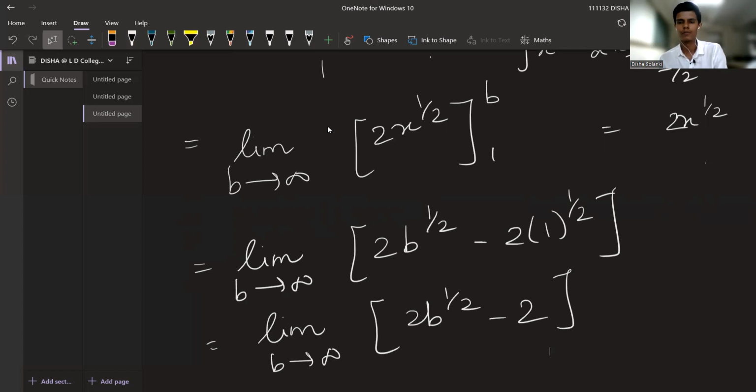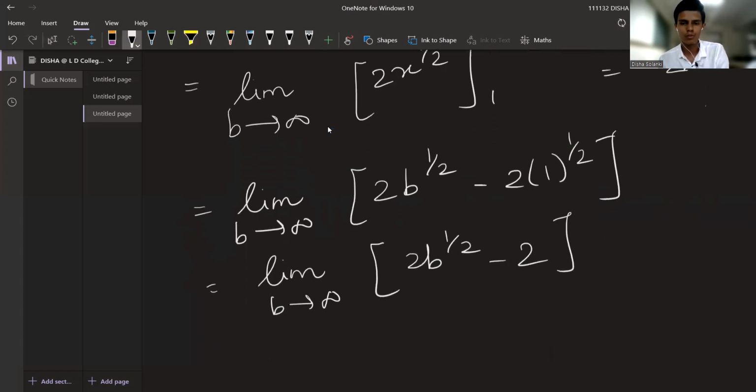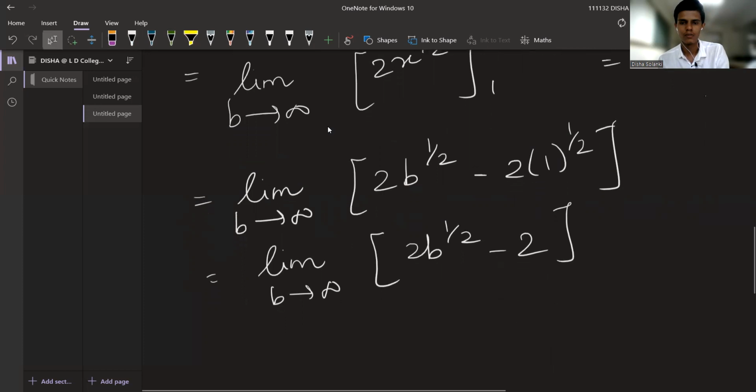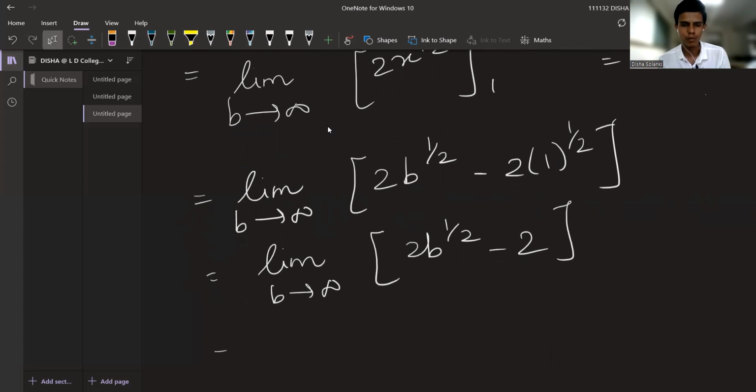Now it's time to apply the limit here. We can't see any 0 by 0 or infinity by infinity form here, so this is completely a determinate form. So we can directly place the value of the limit inside it. b is tending to infinity, so we can place infinity in place of b. So this would be 2 times infinity raised to power 1 by 2 minus 2.